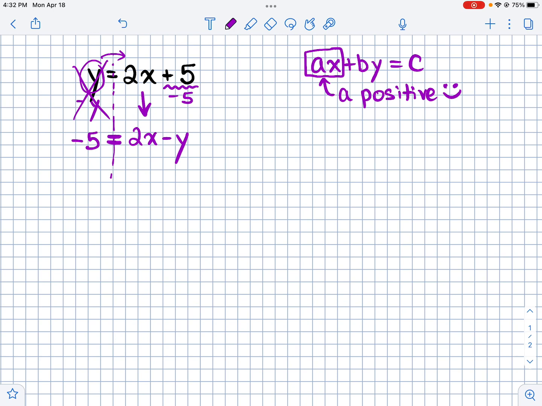So simply by subtracting stuff, I just rearranged my equation. So now it is in standard form. And I have negative 5 equals 2x minus y. But I could also write it as 2x minus y equals negative 5. It doesn't matter which side of the equals sign they go on. It's the same thing. So that's how you could write it in standard form.